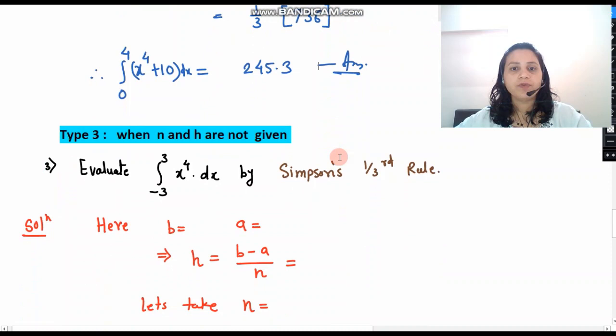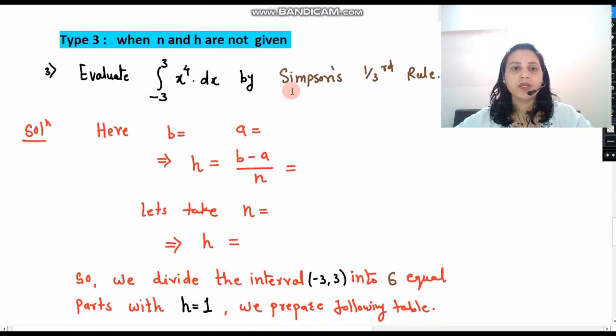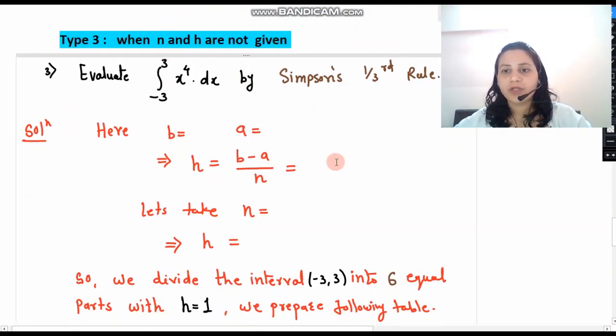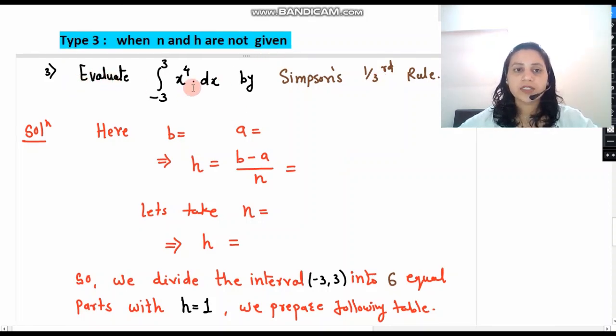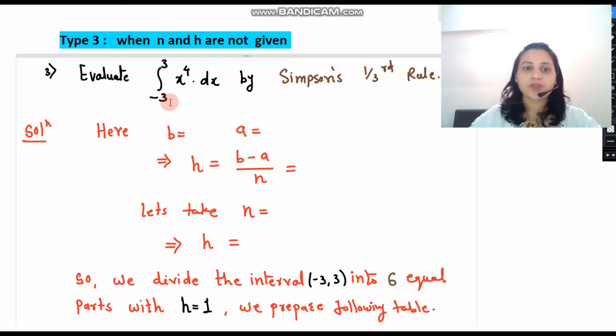Okay, now we move towards the third type, when n and h both are not given to us. So in such examples, let's see what we are going to do. Just b and a are there, that means upper limit and lower limit. So by using the values of upper limit and lower limit, b and a, we are going to find out h and then n. Okay, so let's start.